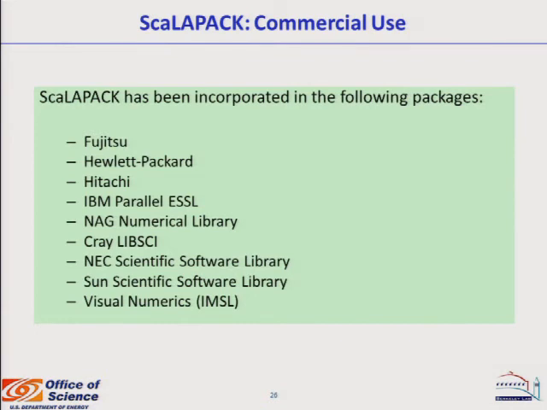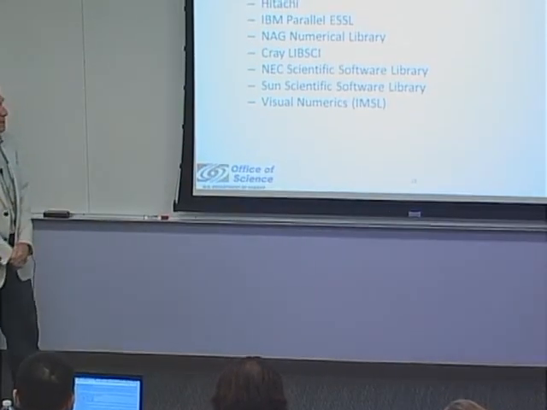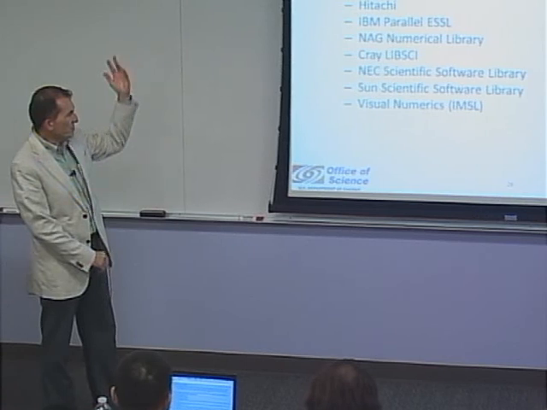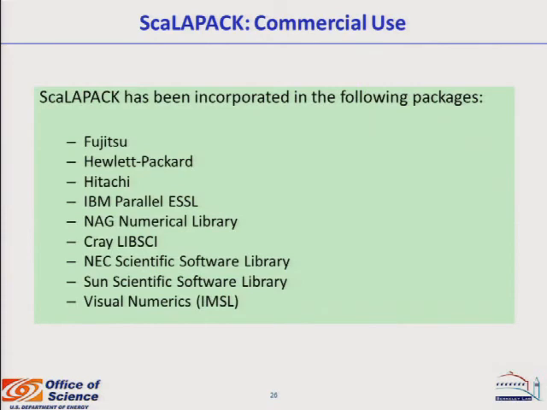For example, if you buy a Cray machine, it comes with the libsci library provided by Cray. If you buy an IBM machine, it comes with the parallel version of ESSL and others, right? It used to be, I don't know what happened with the Sun Scientific Library, but at some point Sun was bought by Oracle. And the Japanese Fujitsu and others have libraries, and ScaLAPACK comes with it.